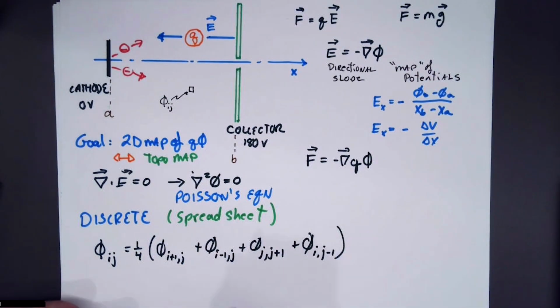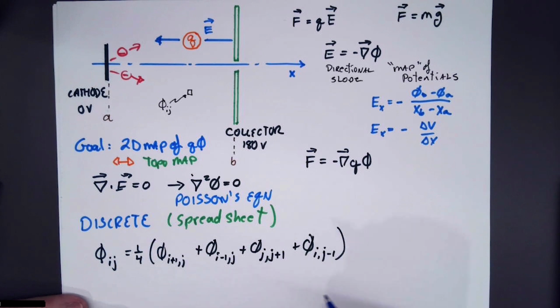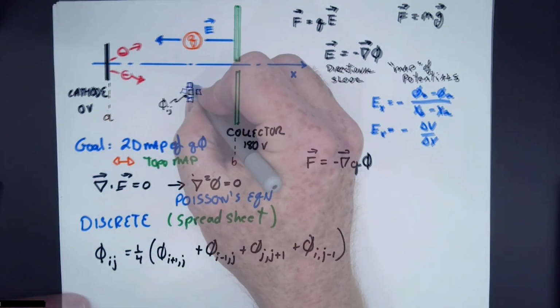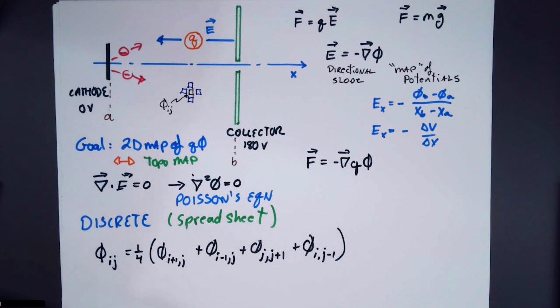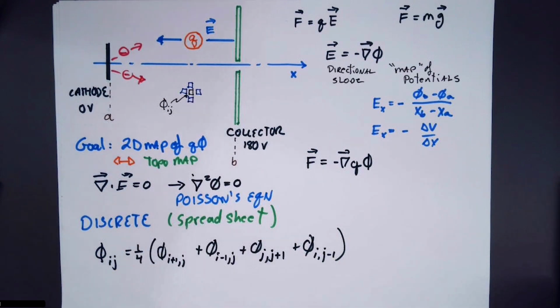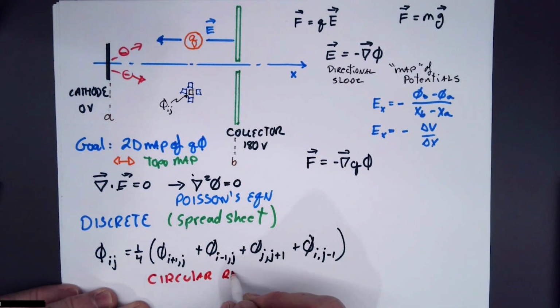This just means we're going to take the average of the nearest neighbors, these cells around it. Take that average, put it in there, and then what we're going to do is move over to the next cell and do the same computation. Yes, this is going to be a huge circular reference issue, but that'll be okay.